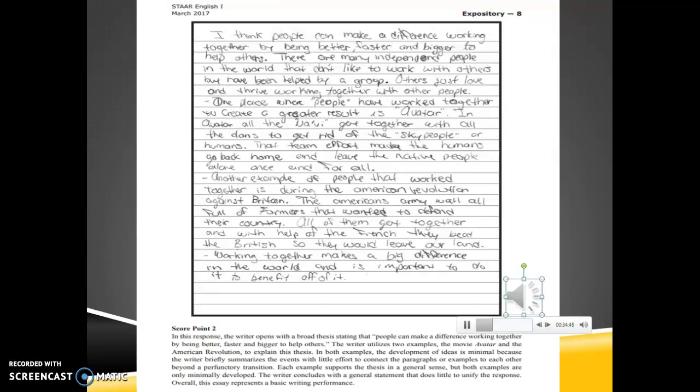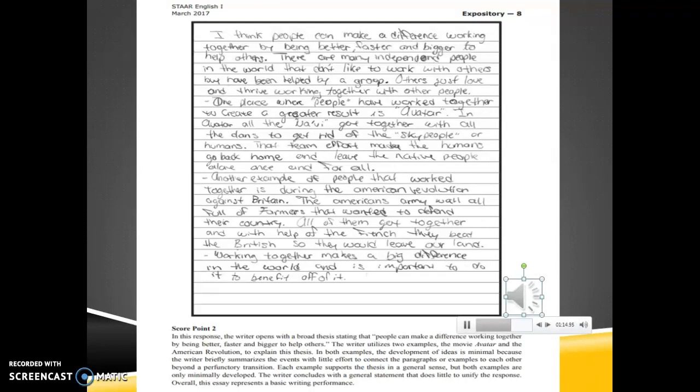In Avatar, all the Navi got together with all the clans to get rid of the sky people or humans. That team effort made the humans go back home and leave the native people alone once and for all. Another example of people that worked together is during the American Revolution against Britain. The American Army was all full of farmers that wanted to defend their country. All of them got together, and with the help of the French, they beat the British so they would leave our land. Working together makes a big difference in the world, and it's important to do it to benefit off of it.